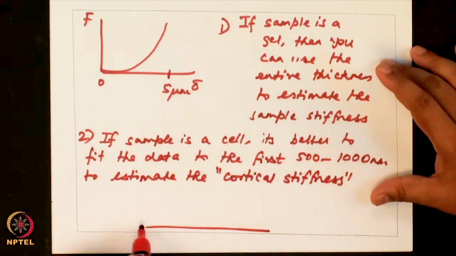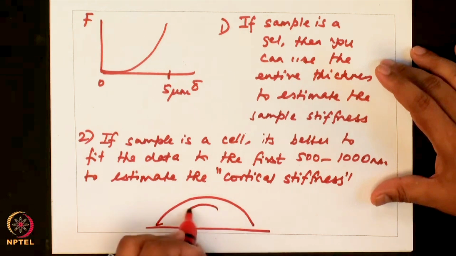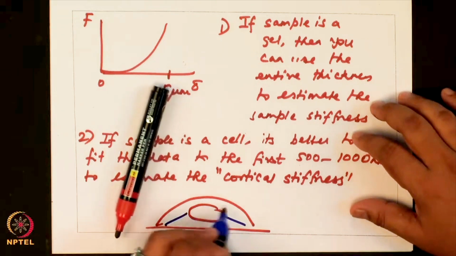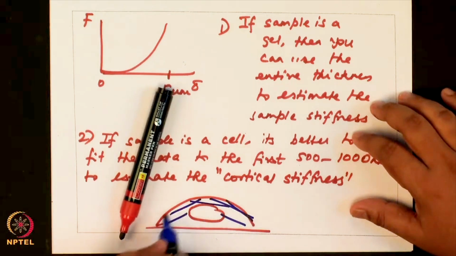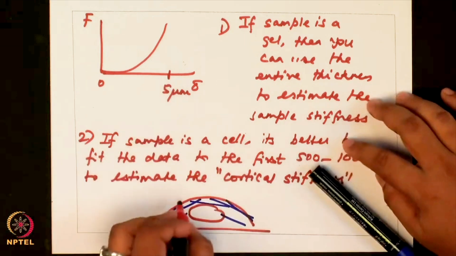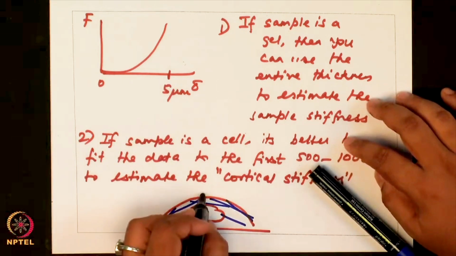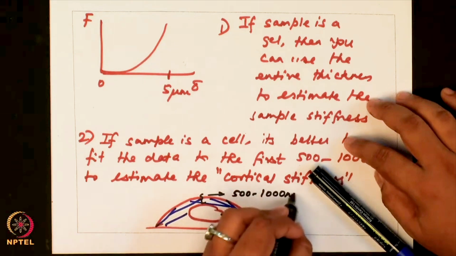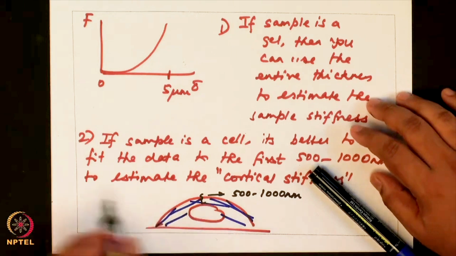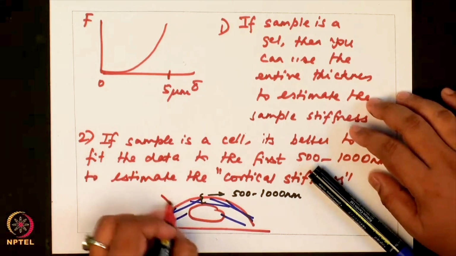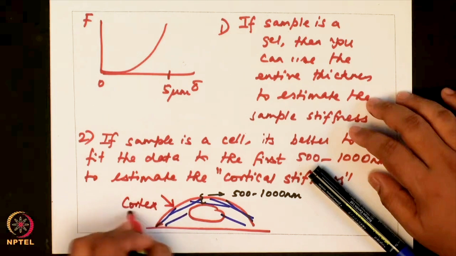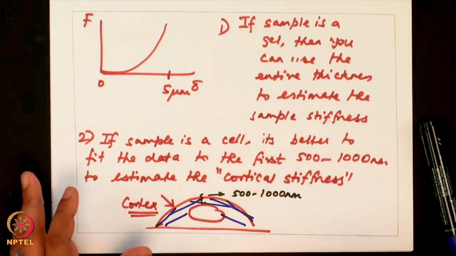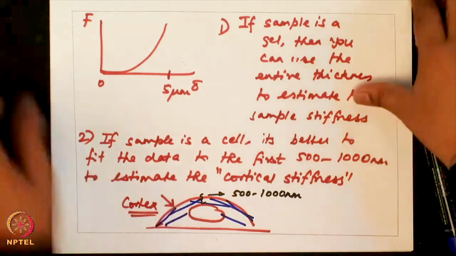In other words, if I think of the cell, I have these stress fibers. I am only fitting the first 500 to 1000 nanometers. So you want to estimate the stiffness of the cortex. This is your cortex, and then you can probe what is happening to the cell stiffness.